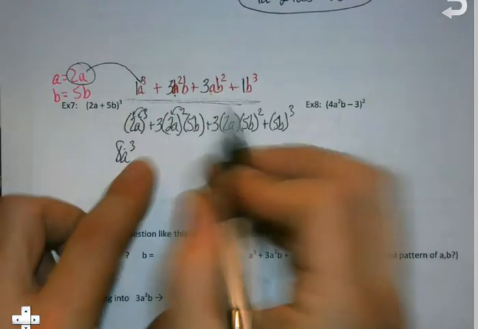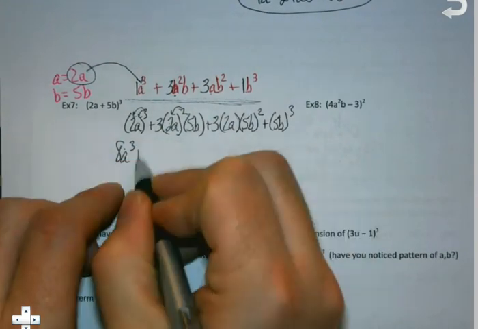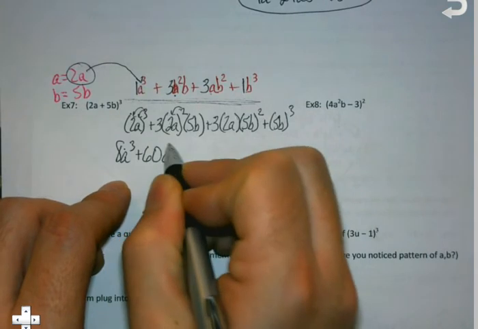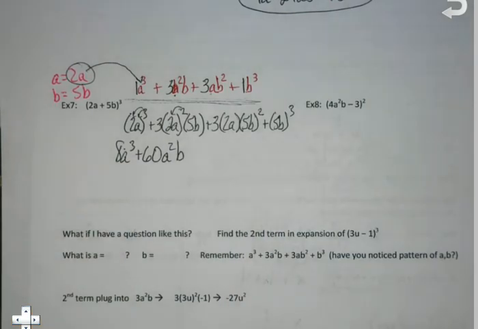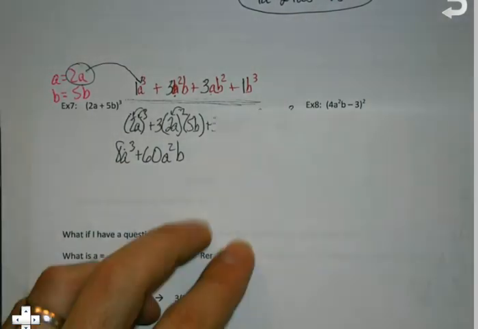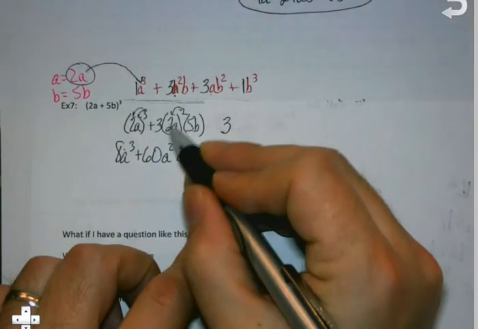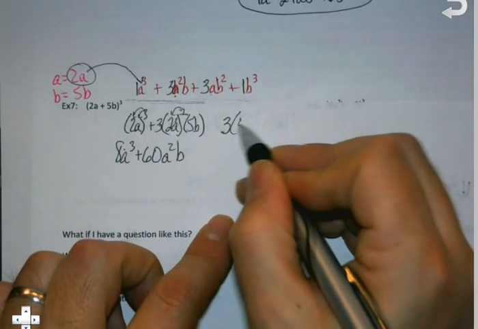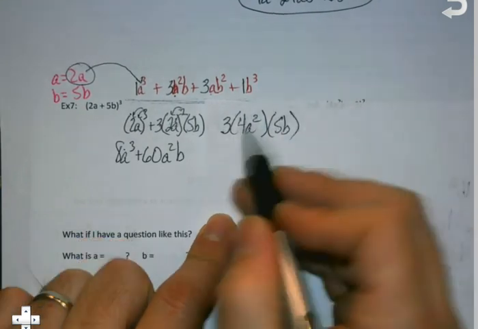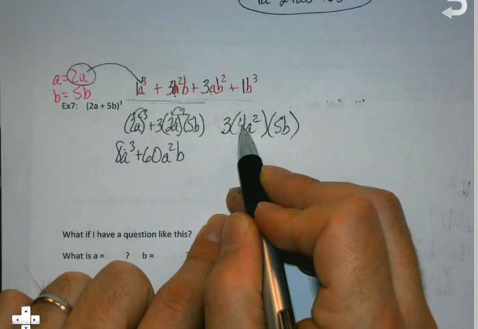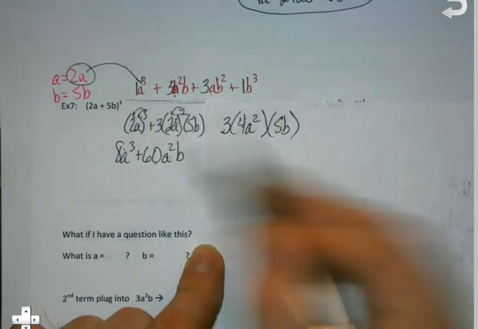So 2 squared is 4. 4 times 3 is 12. Times 5 is 60. A squared b. Let me do a little side work. Okay, little side work. 3 is still here. If I square this whole term, that's 4a squared times 5b. 3 times 4 is 12, times 5 is 60, and then I have an a squared and a b.